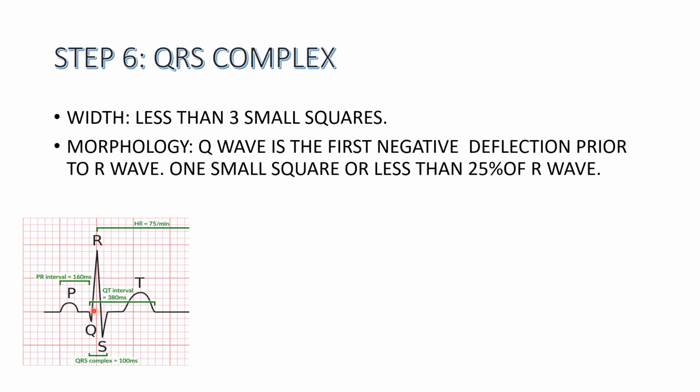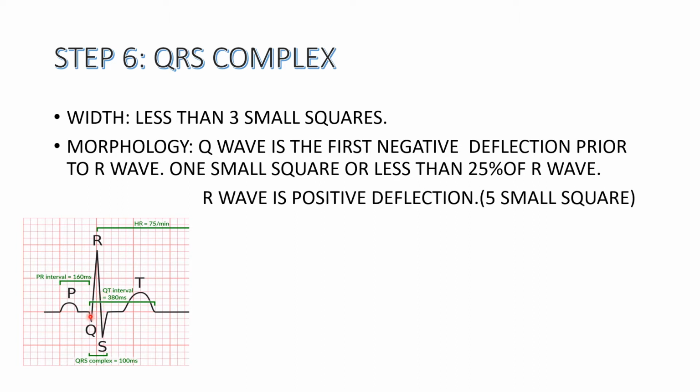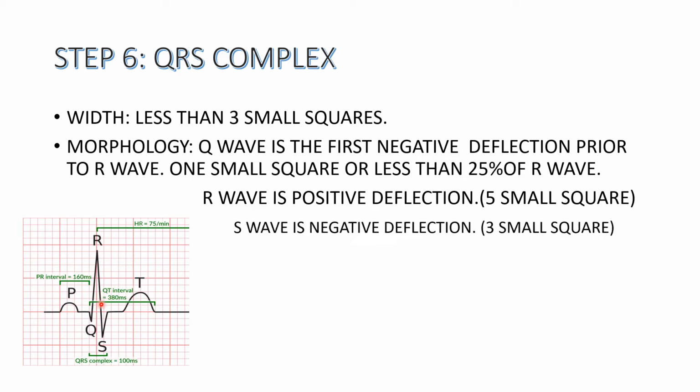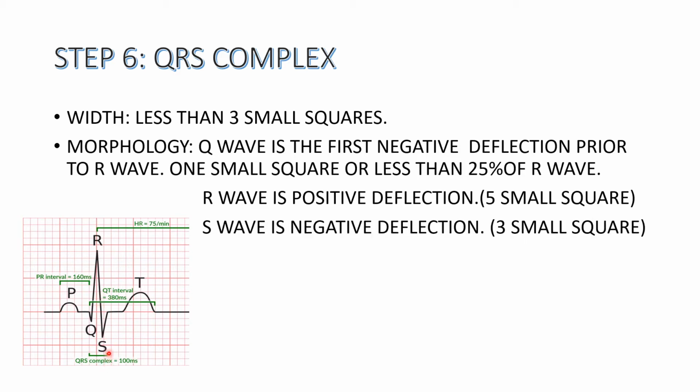Moving on to the morphology of the Q wave, which is a negative deflection prior to the R wave, and it should contain less than one small box. The R wave is a positive deflection containing 5 small boxes. And last is the S wave, which is a negative deflection again containing 3 small squares.